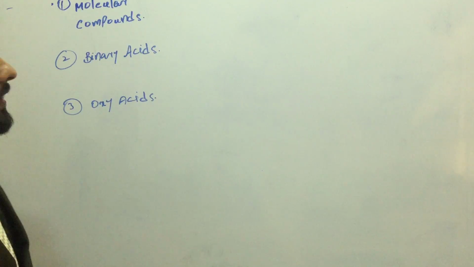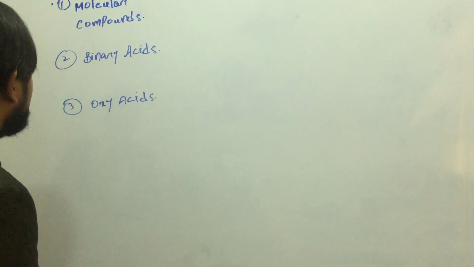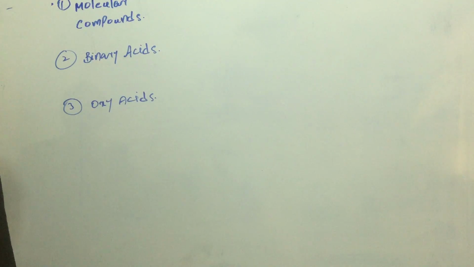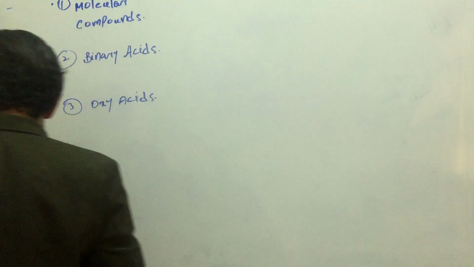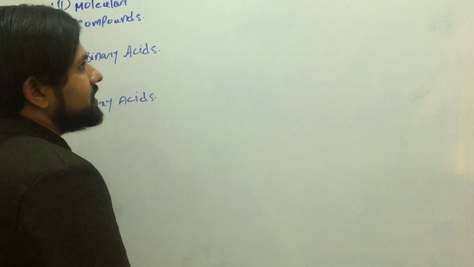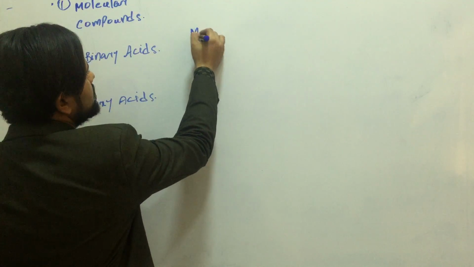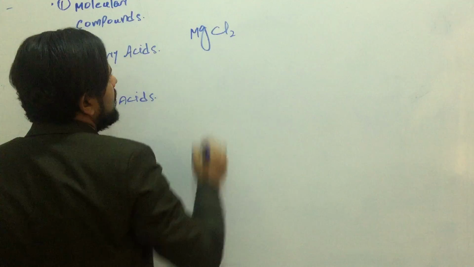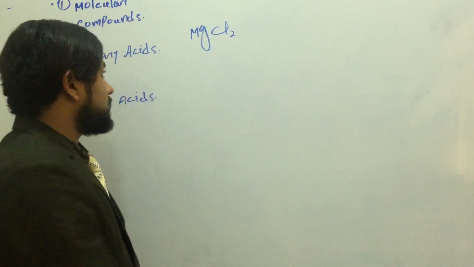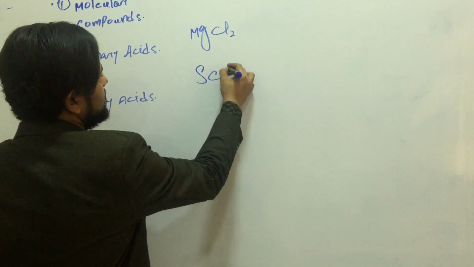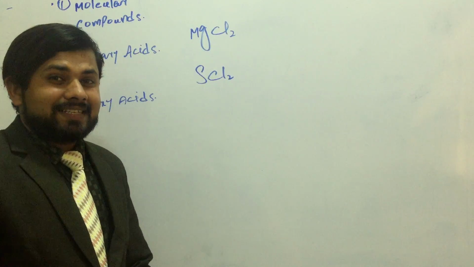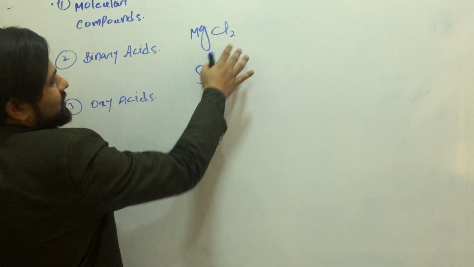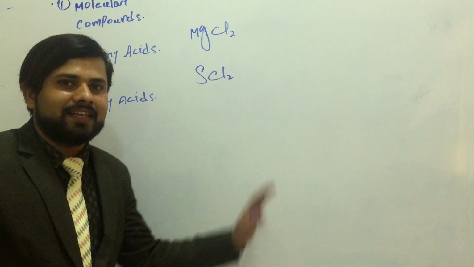I hope you know how to name the ionic compounds. So another section is about the covalent compounds. So here we go with that. Before I get started, the thing that you should know is, for example, you are given a compound that is MgCl2. And if you are given a compound or a molecule that is SCl2, they look like the same. Yes, MgCl2, SCl2, but they are not.